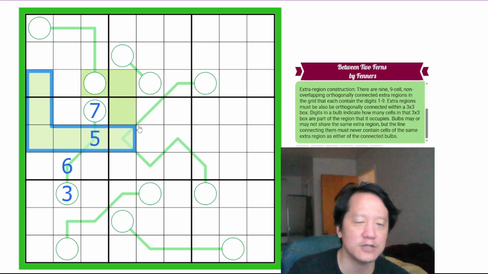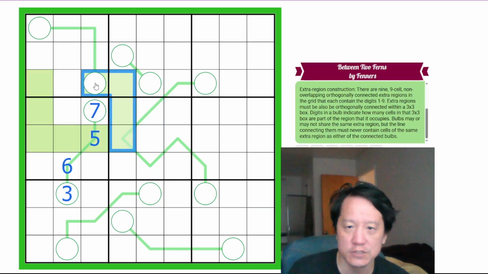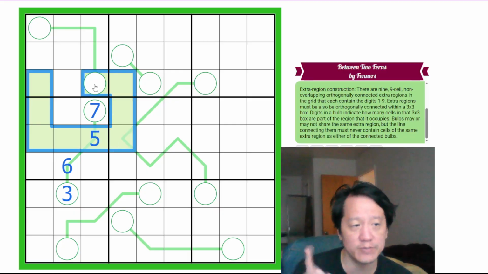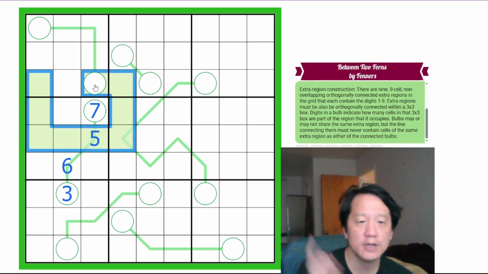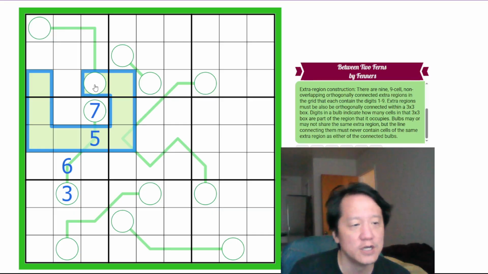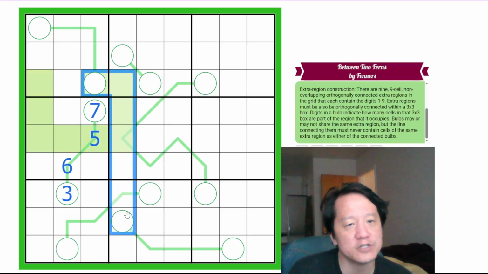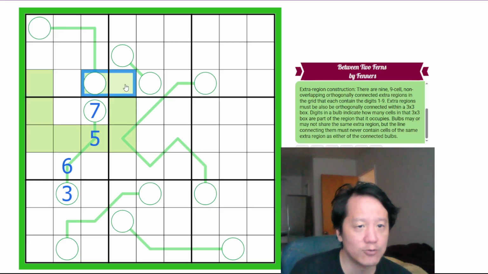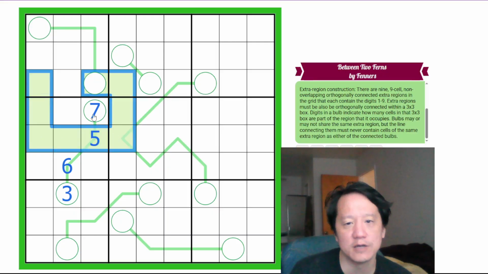Actually, that's not completely true for orthogonally connected regions. So let's use this as an example. This is orthogonally connected as a region, because what does it mean to be orthogonally connected as a region? It means you can go from any cell in the region to any other cell in the region just by going through edges, all while staying within the region. So to get from here to here, that would be valid as a region.